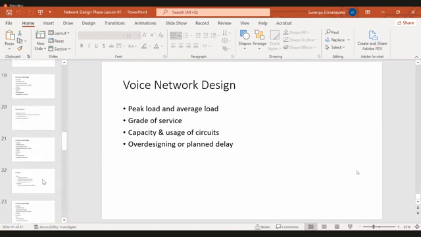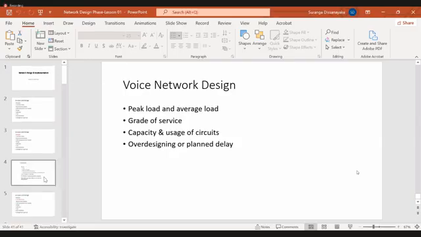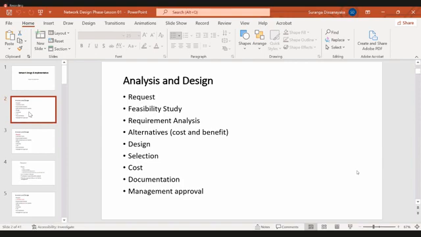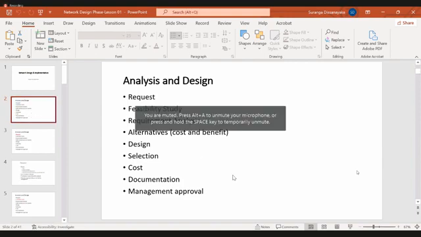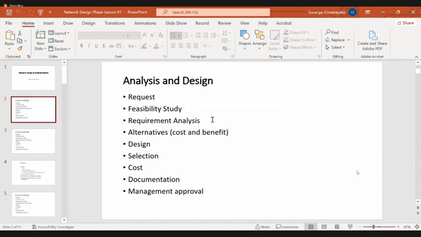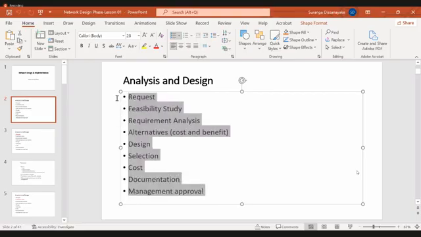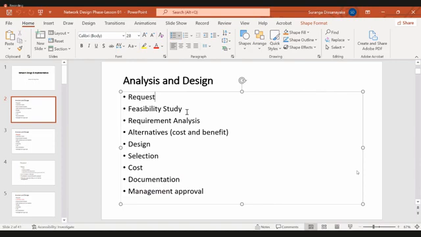But you guys, what you want to get as an idea, based on the network, is why we are doing the analysis and design, and what are the major parts: request, feasibility, the major points. You just grab these points. These are the major points. I have already discussed with you guys what is the request, what is the feasibility study, what are the requirements, alternatives, design, selection, cost documents, those kinds of things.